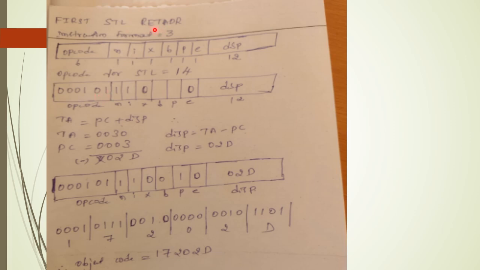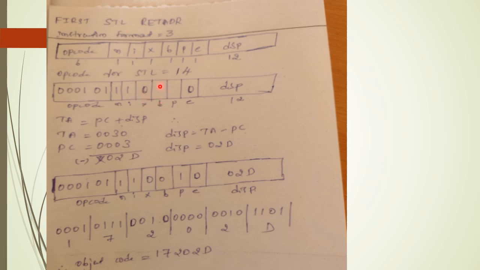By looking at the operand, it's neither immediate nor indirect. Immediate means it should be prefixed with a hash. Indirect means it should be prefixed with an at sign. So it is neither immediate nor indirect, therefore n and i will be 1. In case of neither immediate nor indirect, the n and i values are 1. And it's not indexing. If you have comma X, then the x value will be 1. Here comma X is not there, so it is 0.